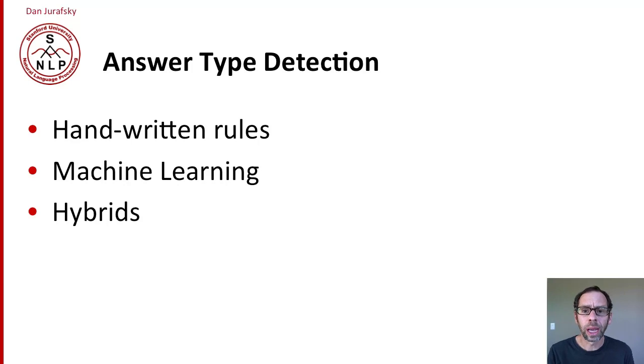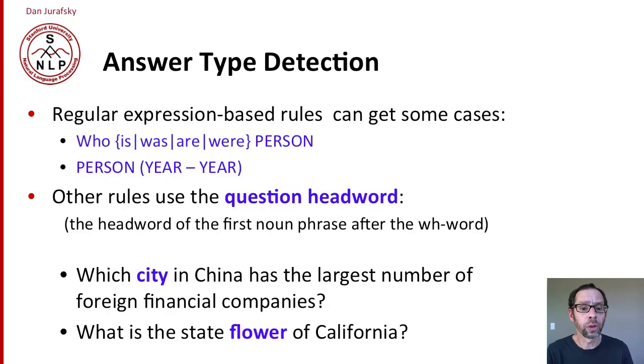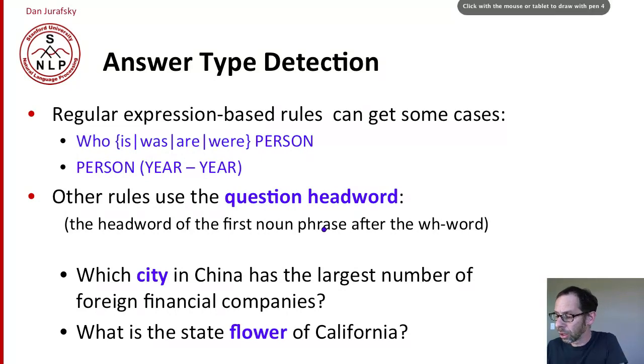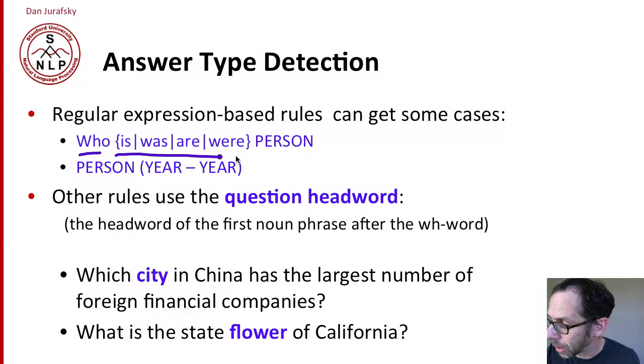How do we do answer type detection? Like almost everything we've seen so far, we can do handwritten rules, we can do machine learning, or we can do hybrids of the two. And we're going to see all 3 of these in modern systems. So for example, for some kinds of answers, we might do very well with regular expression rules. So if we see who, and then a form of to be, and then a named entity person, then our guess is that this is a person question.